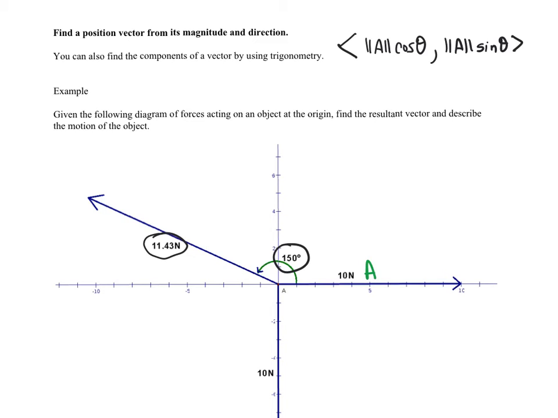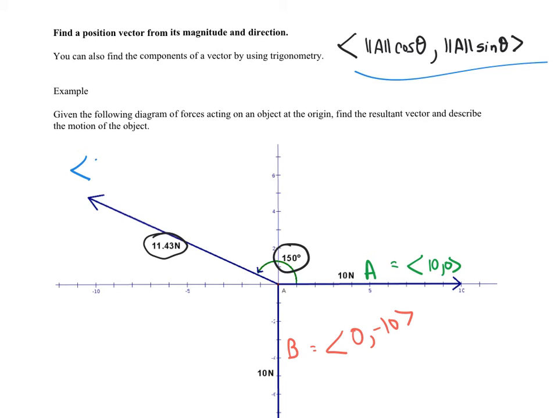So let's call this vector A. So vector A is 10, 0. I don't really have to do any trig for that because it's over 10 and doesn't go up and down. Let's call this vector B, the one that's going straight down. Well, it would also have a pretty simple component because it wouldn't go left to right, but it would go down 10. So this would be the vector 0, -10.